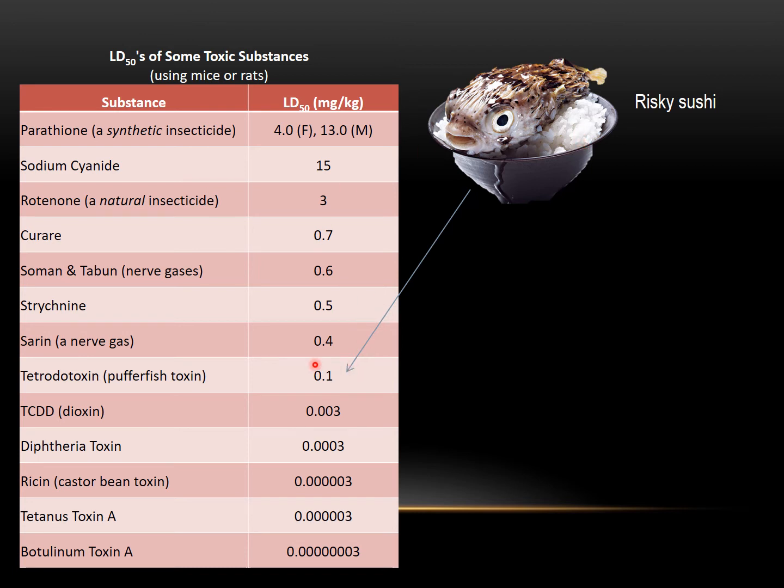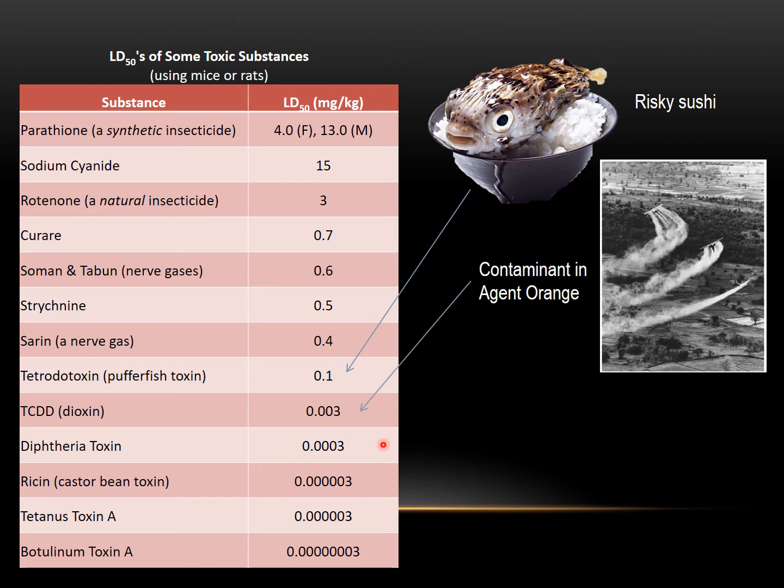But we see that the LD50 of tetrodotoxin is fairly low. You only need 0.1 milligram per kilogram to kill 50% of your test population of mice or rats. We can go down to some slightly more toxic substances like Agent Orange. Dioxin is a byproduct of the production of the Agent Orange that was used in Vietnam to defoliate trees. That's toxic at a rate of 0.003 milligrams per kilogram.